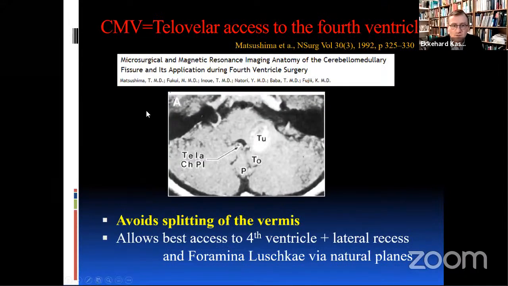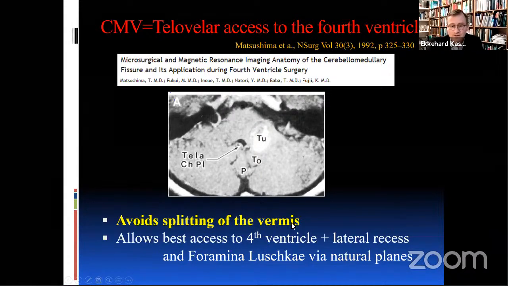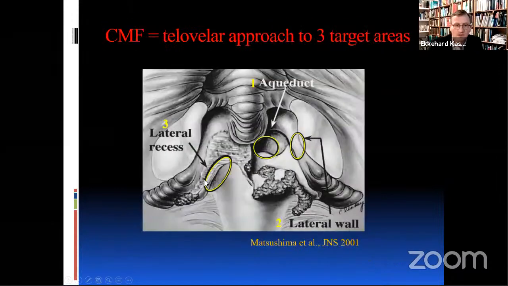So this is the original paper, Microsurgical and Magnetic Resonance Imaging Anatomy of the CM fissure. And the great advantage of this approach really is that it avoids splitting of the vermis. So it gives you exquisite access to the fourth ventricle via natural planes or developmental clefts, and you can get into the fourth ventricle itself or into the lateral recess. So how do we do this?